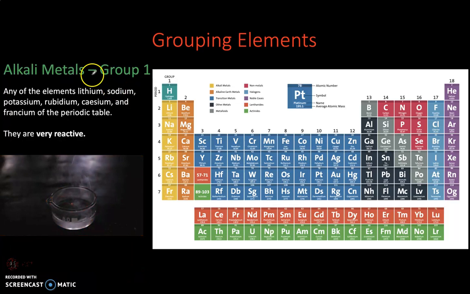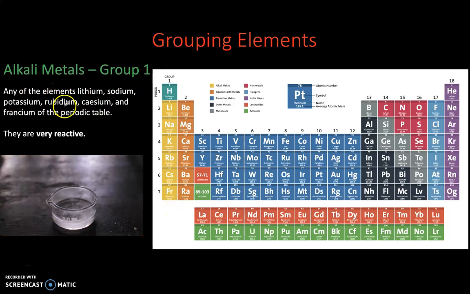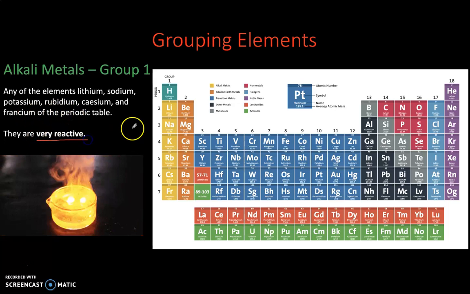Alkali metals we touched on before, so they're extremely reactive, very keen to get rid of that electron on the outer shell. Any of the elements, lithium, sodium, potassium, rubidium, cesium, and francium of the periodic table, they are very reactive.